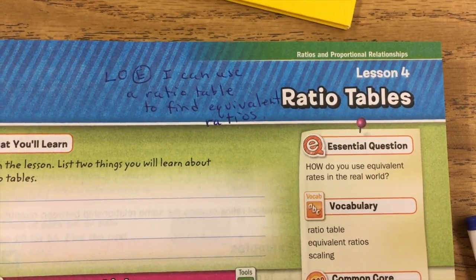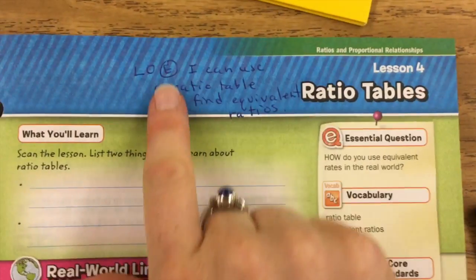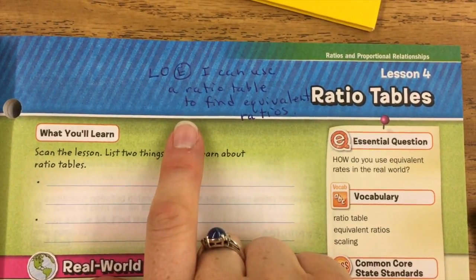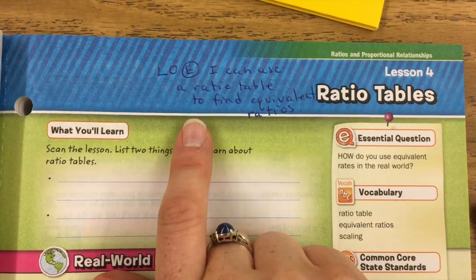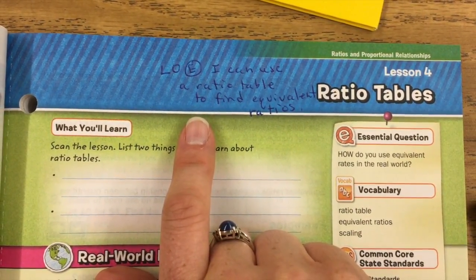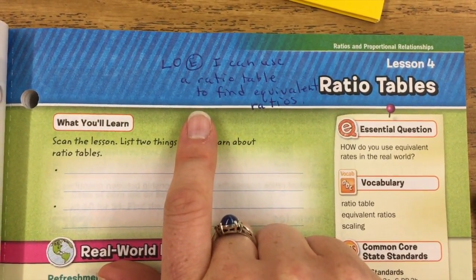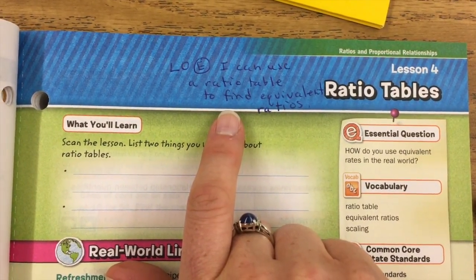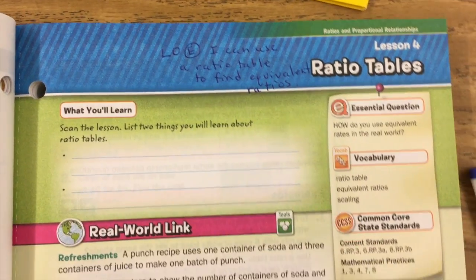All right, everybody, let's get started on lesson 4, ratio tables. The learning objective for this lesson is I can use a ratio table to find equivalent ratios. So we're not necessarily simplifying here. We might be dividing, we might be doing some multiples, basically we're going to work with a table to find ratios that are equivalent. Another word for equivalent is that they are equal to each other.